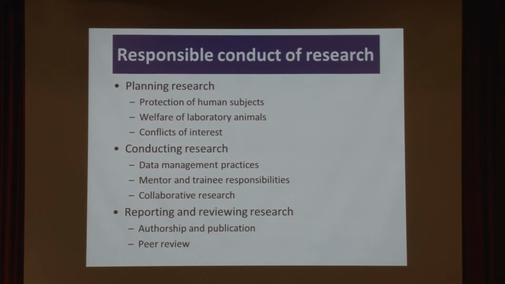Also, it's about conducting research. What are the good practices in data collection, executing research, how you keep your laboratory books, how you put your data in a safe space.